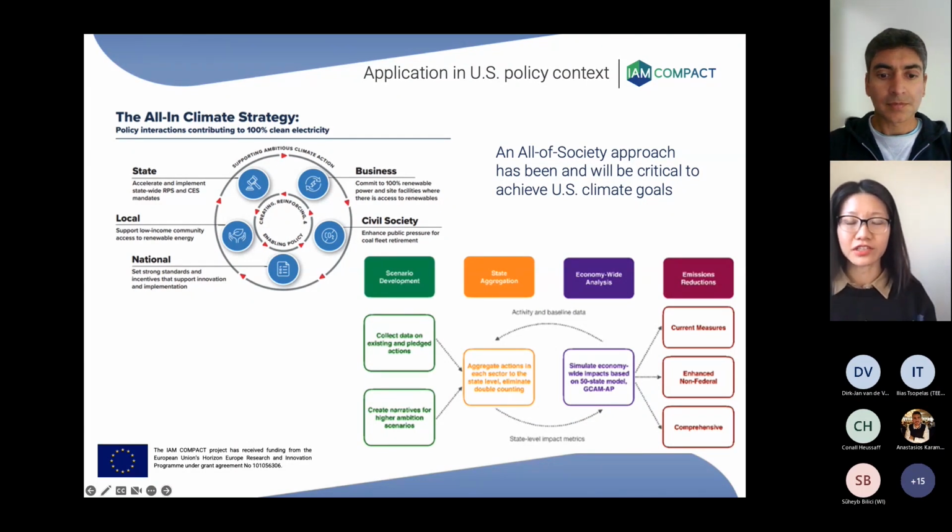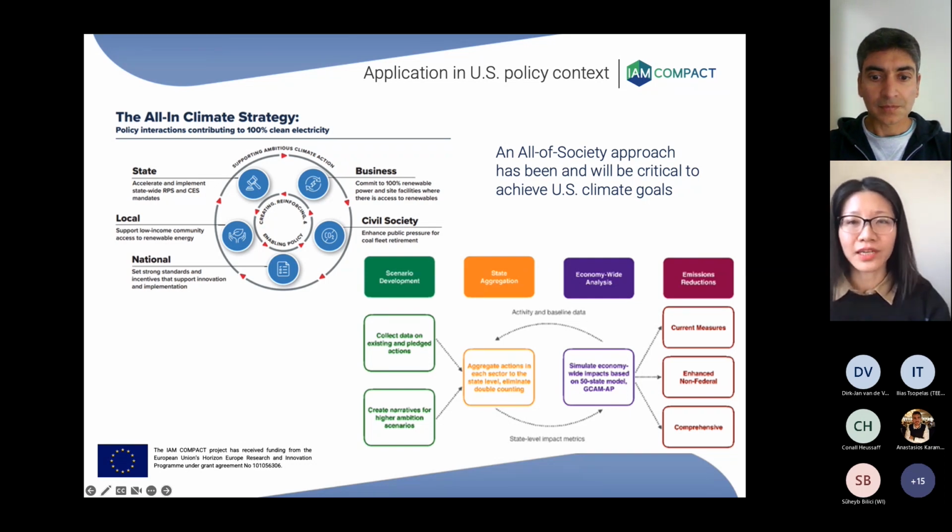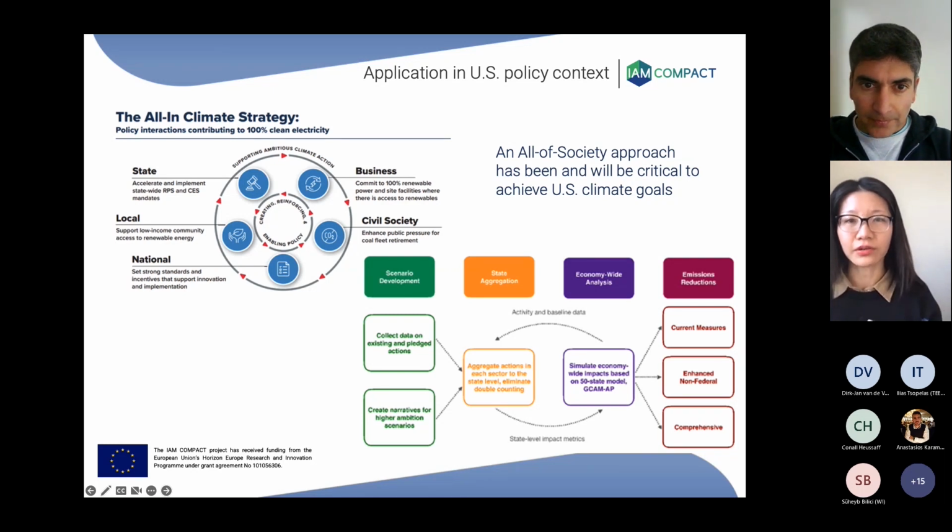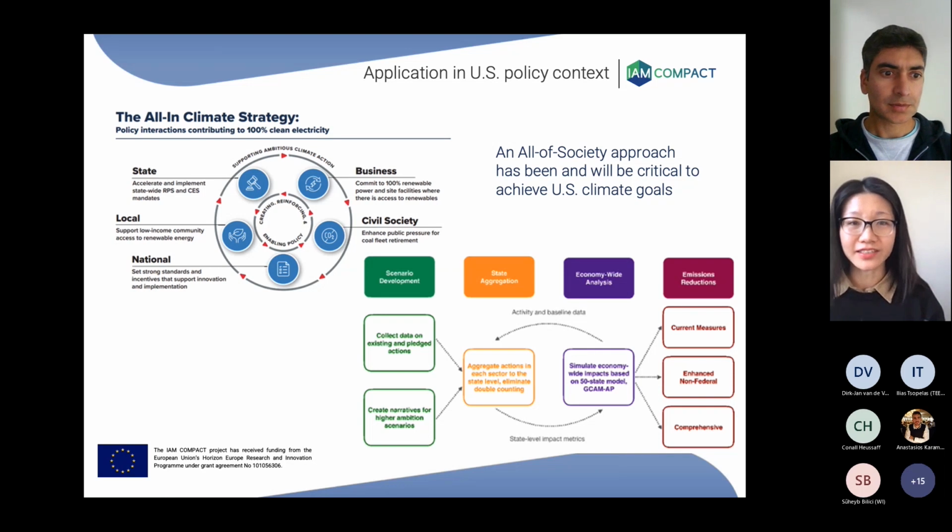What I want to do here is focus on how at CGS and UMD, we have applied the GCAM USA model in the policy context, especially for the US. Hopefully that can give you an idea of the work we do and how we use the model. We focus on climate mitigation strategy in the US, which we call an all-in climate strategy, including not only the federal government, but also the states, the cities, the businesses, and also civil society.